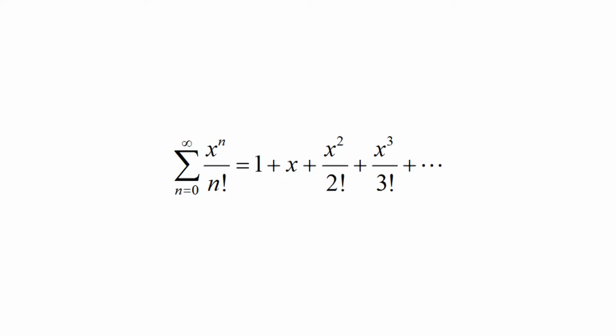Second one, the series summation x power n upon n factorial, where n from 0 to infinity, equal to 1 plus x plus x square upon 2 factorial plus x cube upon 3 factorial plus etc., is called the exponential series.